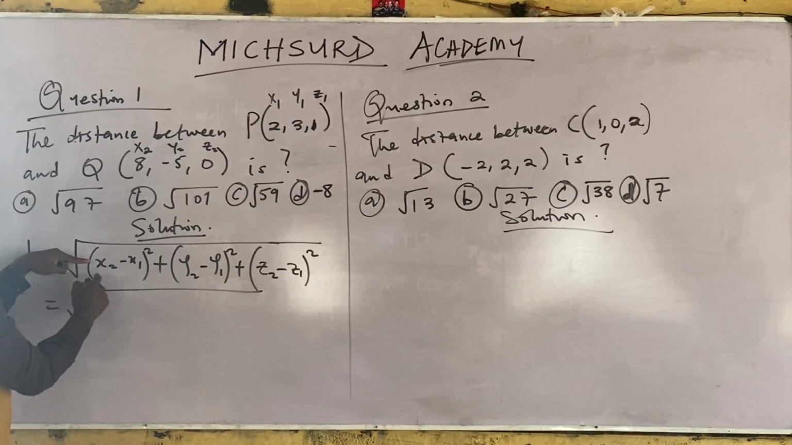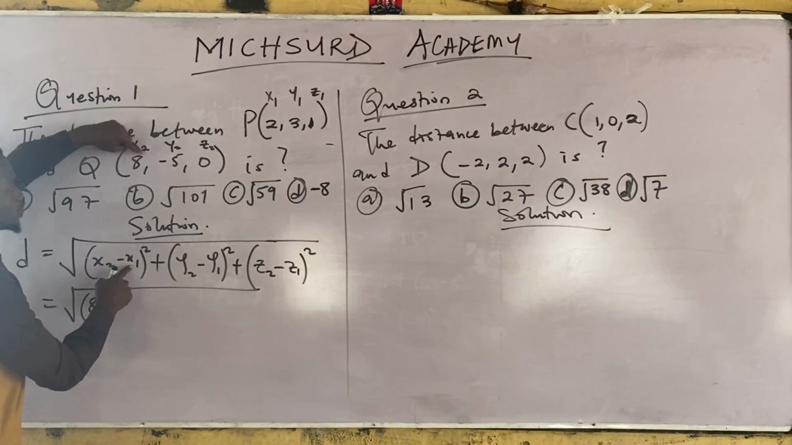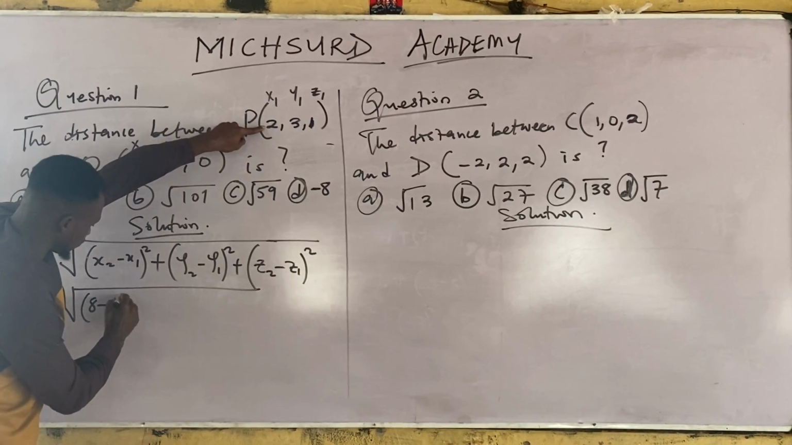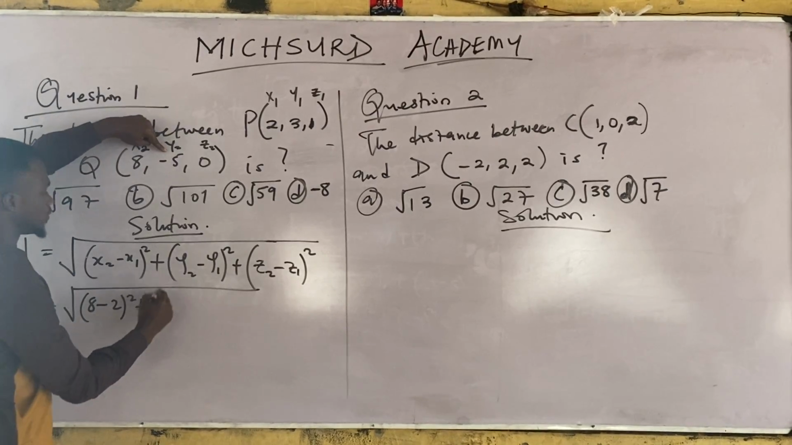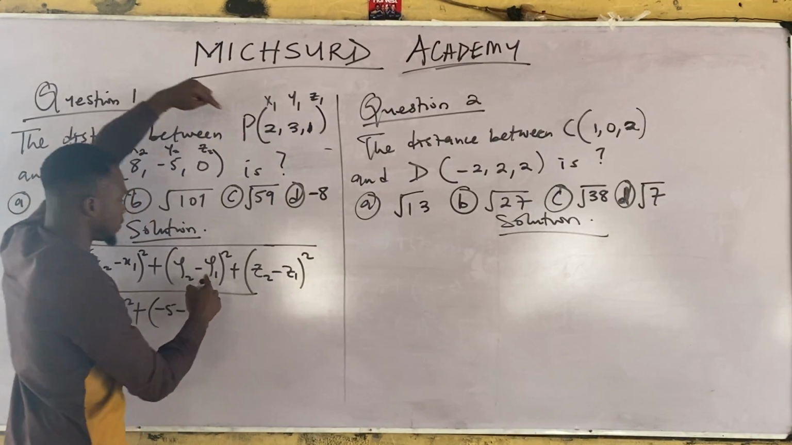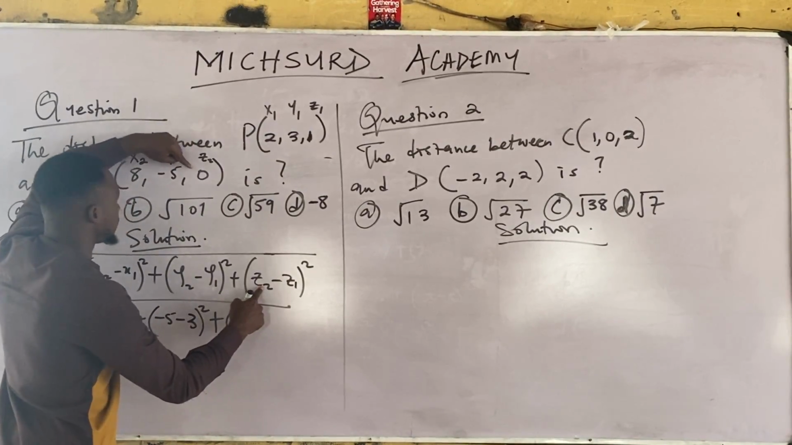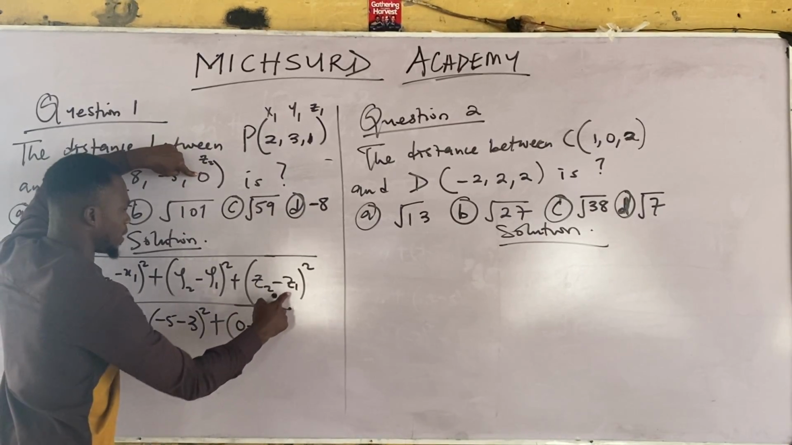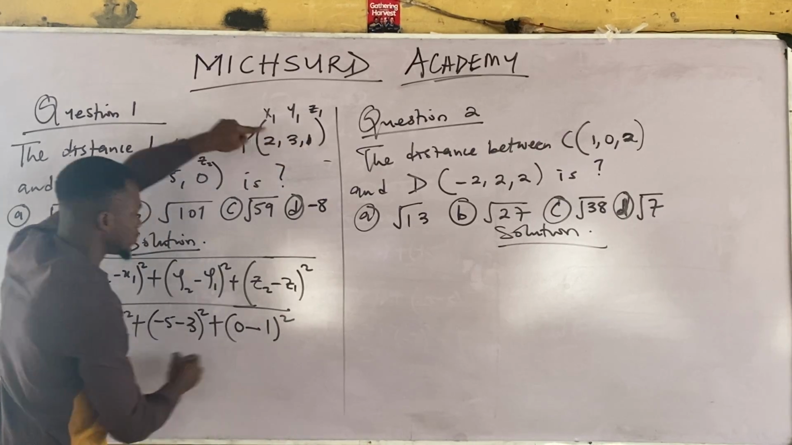So if we substitute into this formula, we'll have the square root. Here x2 is 8, so substitute 8 minus x1. x1 is 2, all squared, plus y2. y2 is minus 5, minus y1. y1 is 3, all squared, plus z2. z2 is 0, minus z1. z1 is 1, all squared.